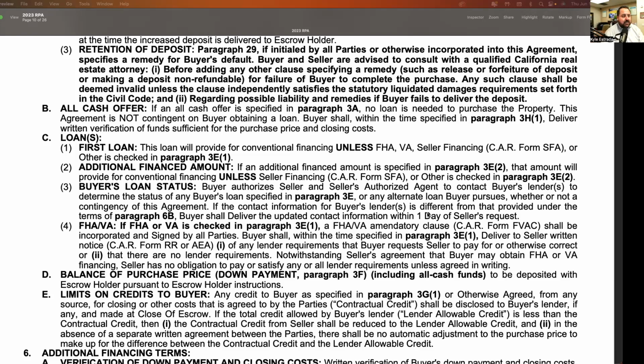Buyer's loan status. Buyer authorizes seller and seller's authorized agent to contact buyer's lender to determine the status of any buyer's loan specified in paragraph 3E, or any alternate loan buyer pursues, whether or not a contingency of this agreement. If the contact information for the buyer's lender is different from that provided under the terms of paragraph 6B, buyer shall deliver the updated contact information within 1 day of seller's request.